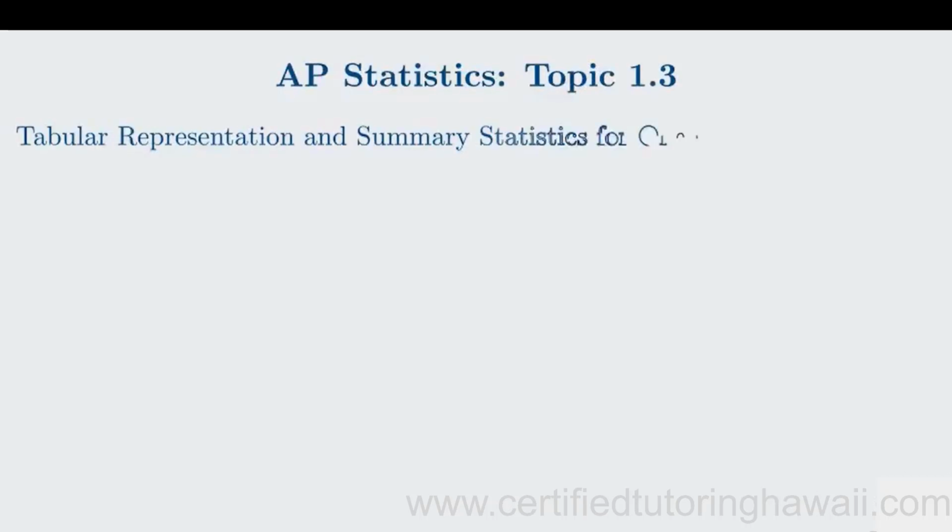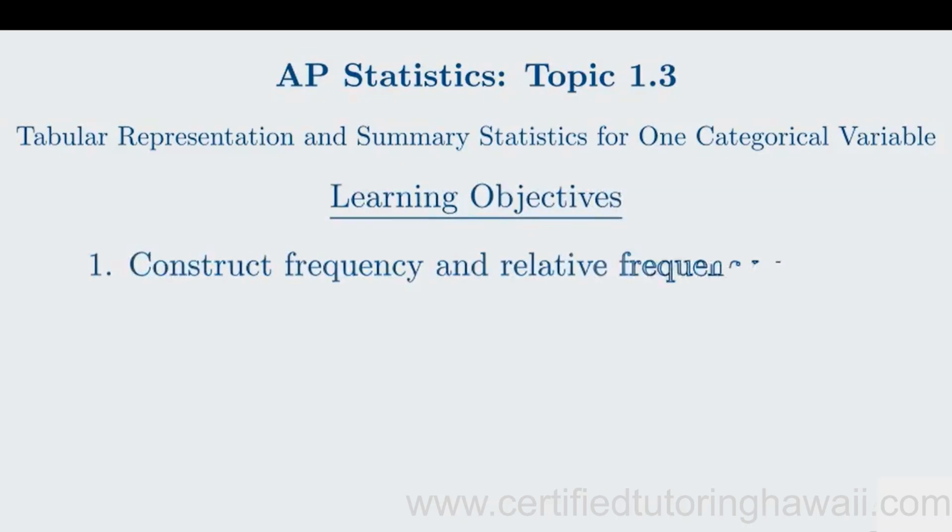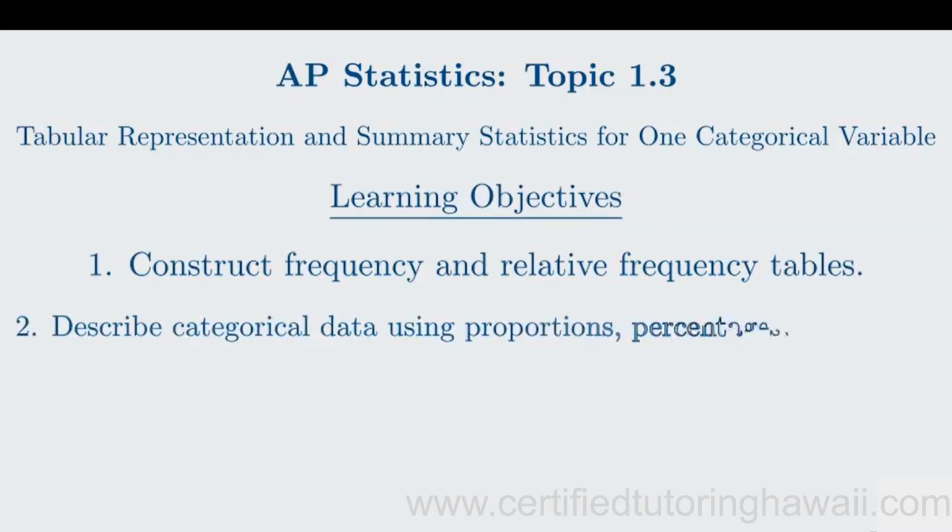Welcome to AP Statistics. Today we are exploring Topic 1.3, Tabular Representation and Summary Statistics for one categorical variable. By the end of this lesson, you will be able to organize raw categorical data into clear tables and use those tables to justify claims about a population.